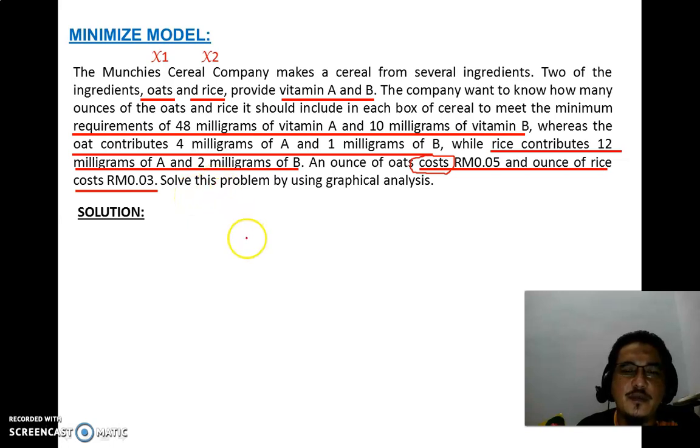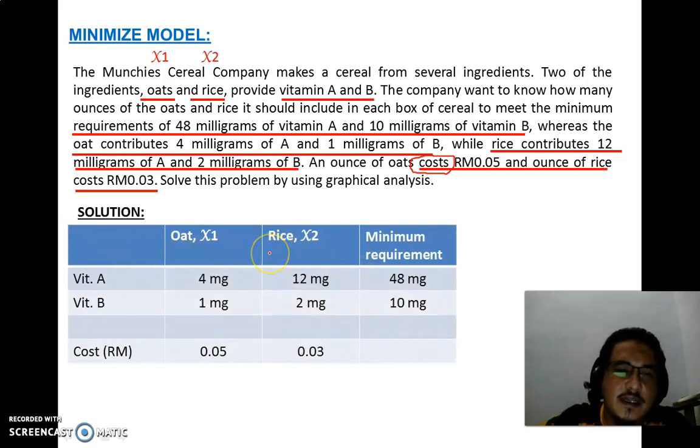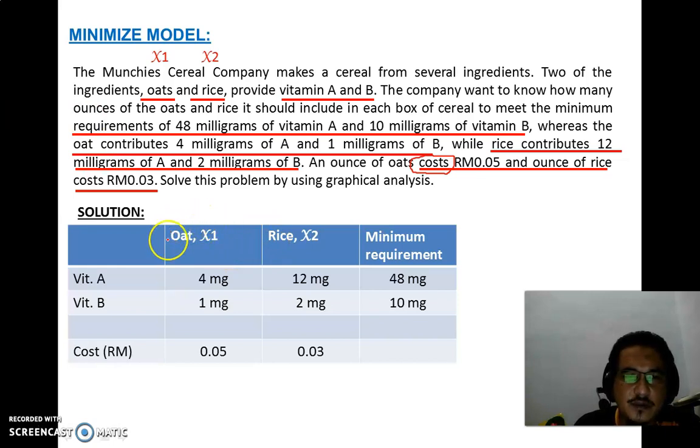Before we solve the problem, let us summarize the situation. S1 is oat, S2 is rice. We only have two constraints here; the number of constraints depends on the situation. The first constraint is vitamin A, the second constraint is vitamin B. The minimum requirement of vitamin A is 48, and the minimum requirement of vitamin B is 10, based on this statement.